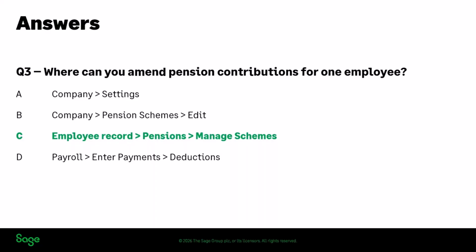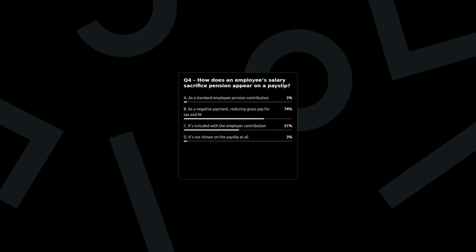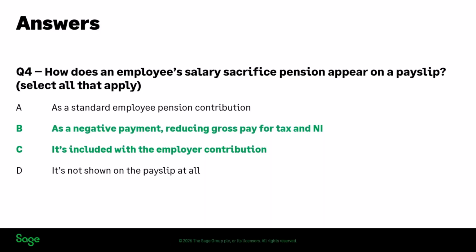And question four, how does an employee's salary sacrifice pension appear on a payslip? And again, more than one right answer for this one. So we've got two popular answers. B, as a negative payment, reducing gross pay for tax and NI. And C, it's included with the employer contribution. So let's check on the correct answers for that one. It was indeed B and C.